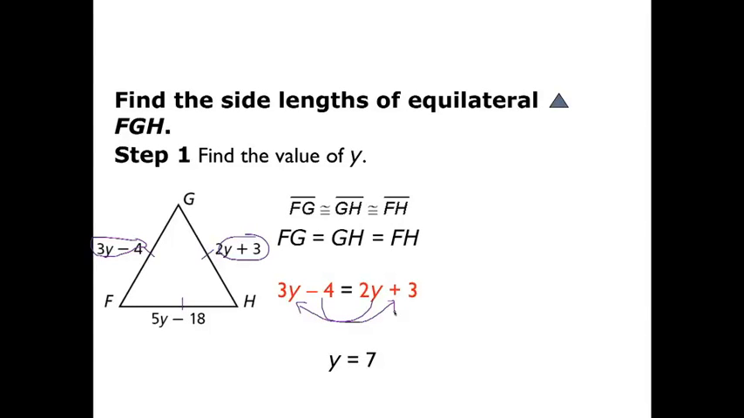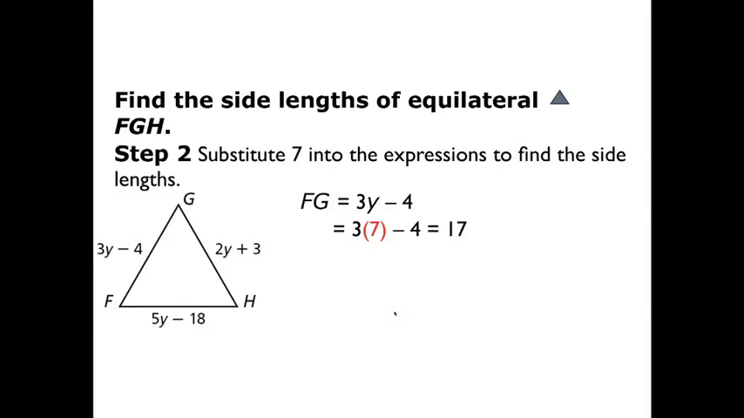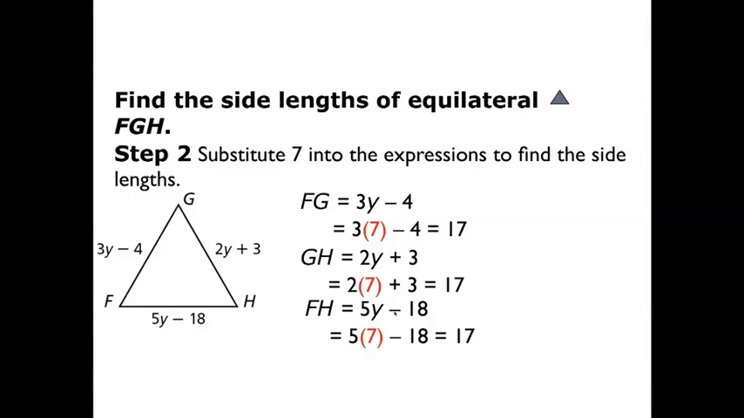Now I know what y is. If I wanted to, I can plug back in and find the lengths of each side. So that's what we'll do here. Plugging in 7 for each of these. Again, fairly routine procedure. You should be able to handle that. You see that all three sides were 17, which goes along with the fact that this was an equilateral triangle. All three sides should be the same.